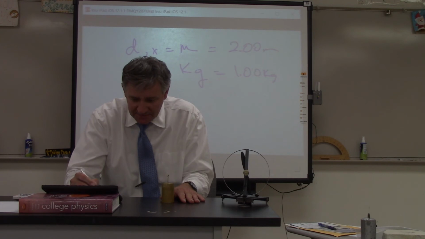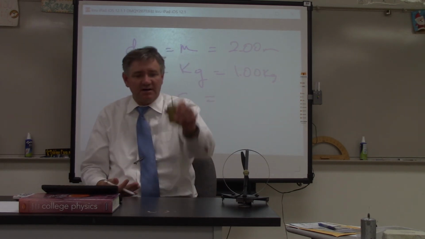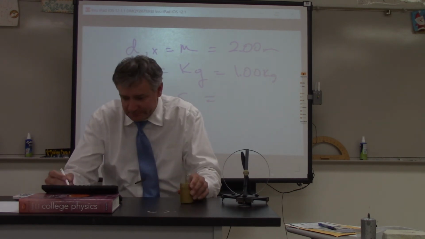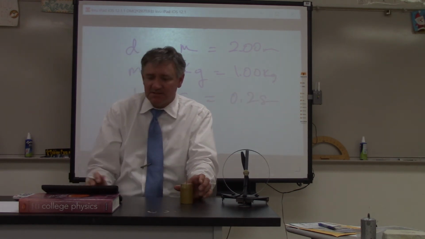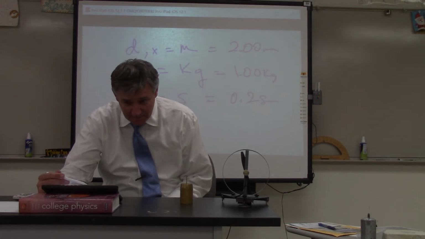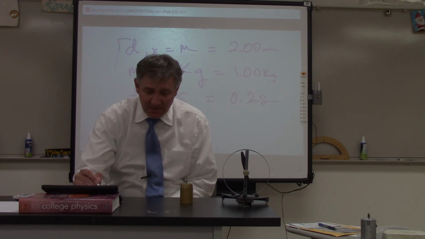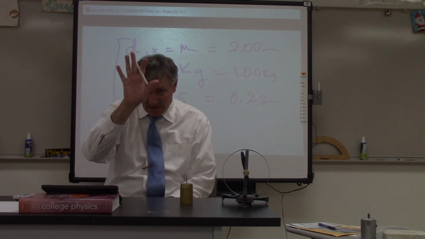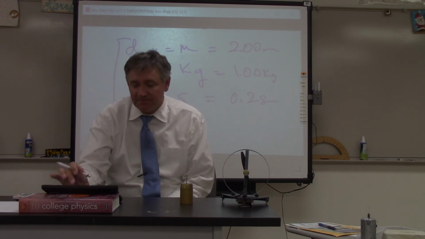Then you can have time, which is going to be measured in seconds. So it's like, how long did it take for it to fall? I don't know, about 0.2 seconds. So we've got MKS, meters, kilograms, seconds. These are the 3 fundamental units. It's like an alphabet that only has 3 letters.